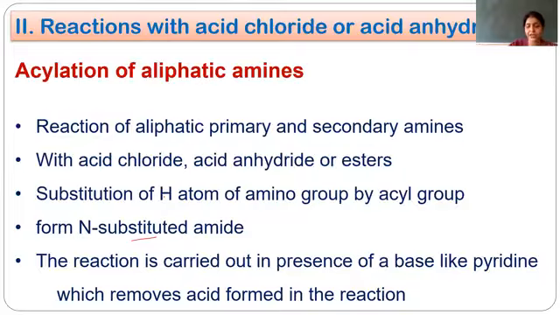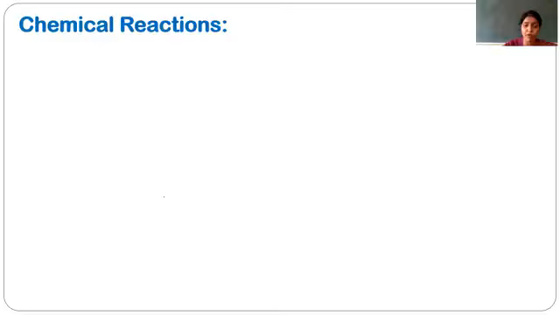This reaction is carried out in the presence of a base like pyridine, which must be stronger than the aliphatic amines. The reason for the base is that it removes or neutralizes the acid formed in the reaction. So first we are taking the acylation reaction of an amine.